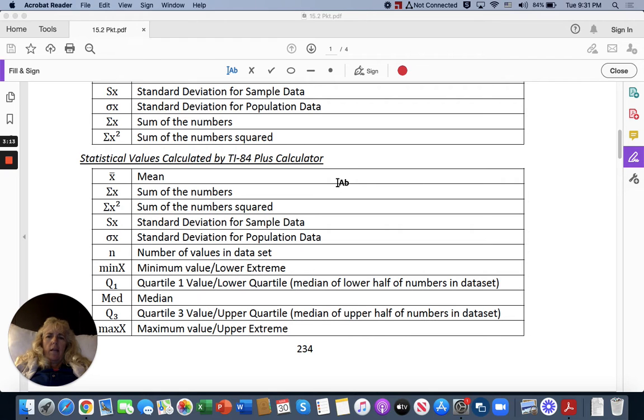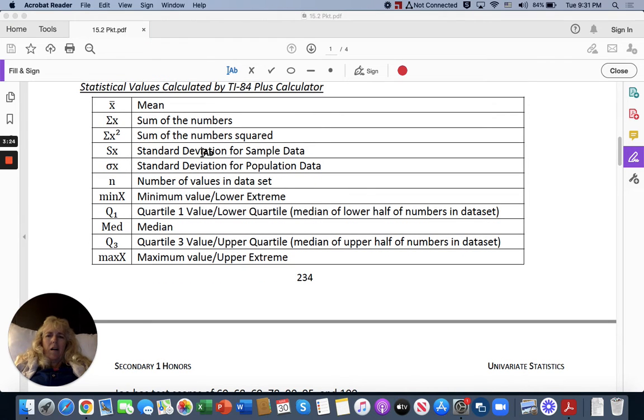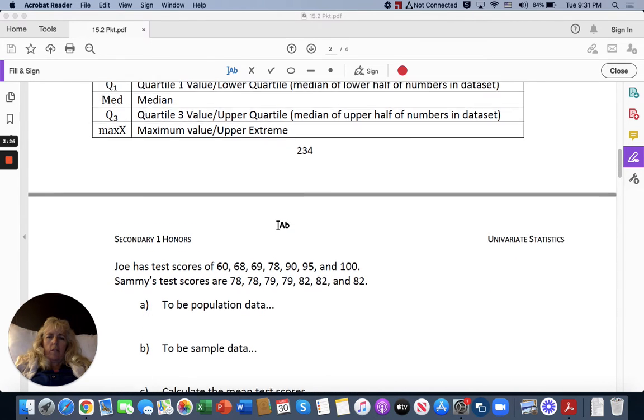And then over here, statistical values calculated by the TI-84 Plus calculator. Basically, it's some of the same things I've already gone through, so I'm not going to go through them again. We're just going to go on to the next page.